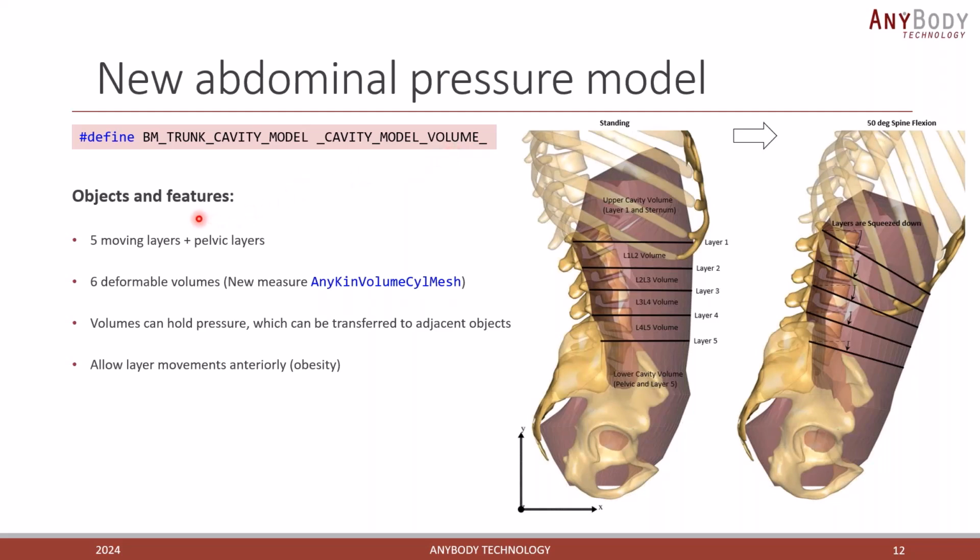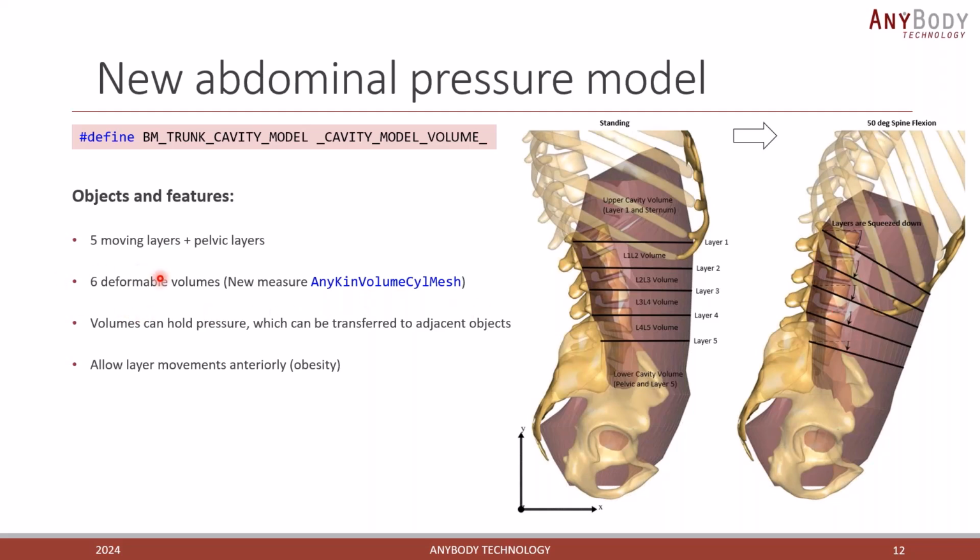So the objects and features in the abdominal pressure model: there are 5 moving layers, plus some pelvic layers that I didn't show here, but you can see the 5 layers that are relatively in the same position of the lumbar vertebra. For example, this is standing, and this is the 50-degree spine flexion. So you can see that these layers can be squeezed.